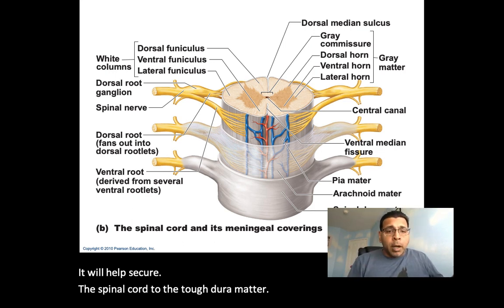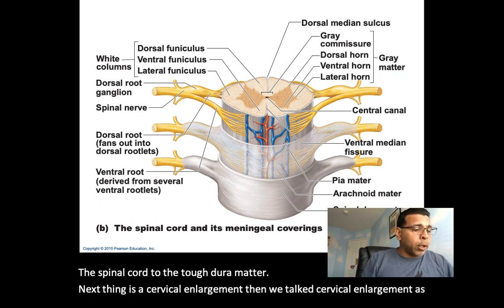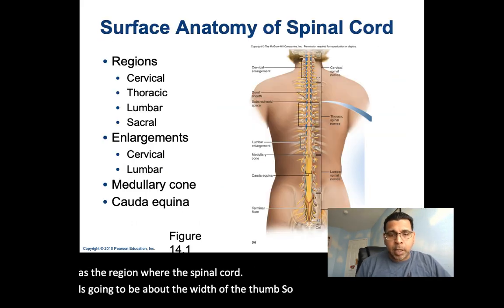Next then is the cervical enlargement. When we talk cervical enlargement, it is the region where the spinal cord is going to be about the width of the thumb. So we can come over to this picture here.